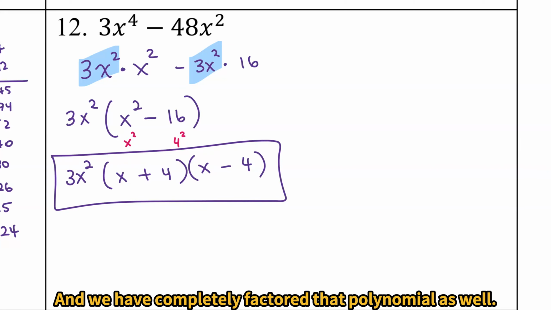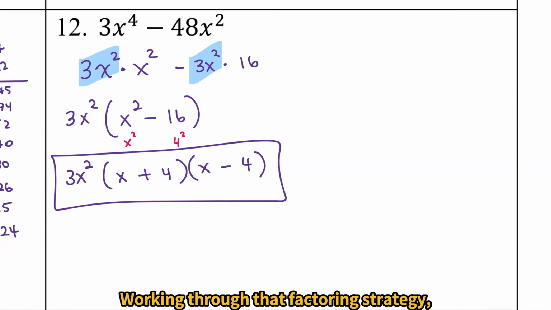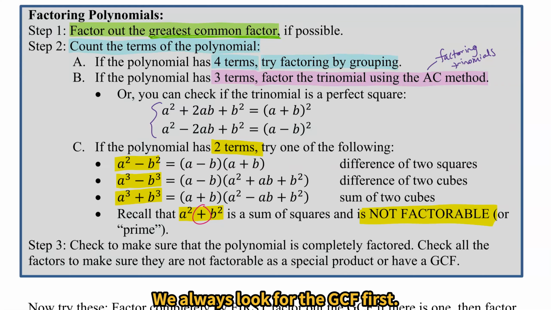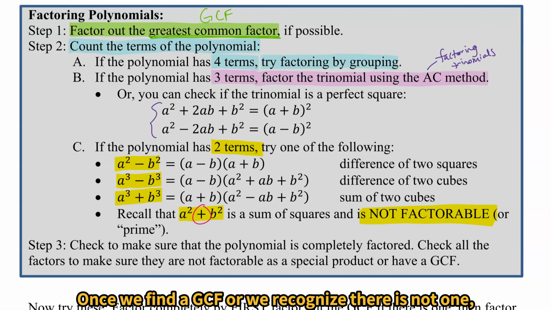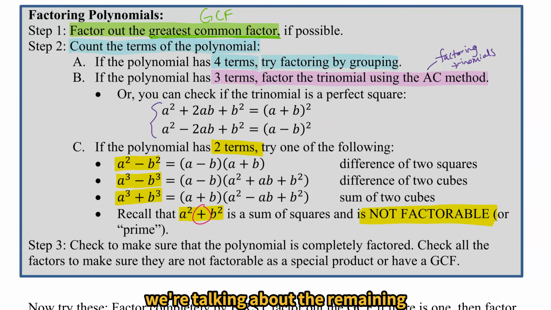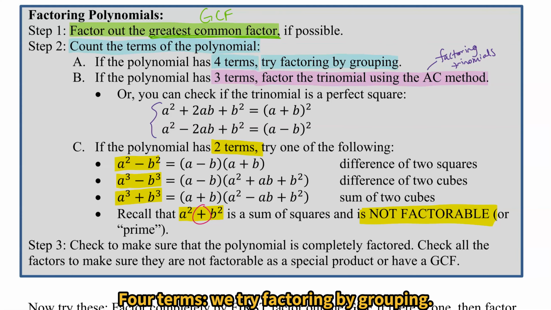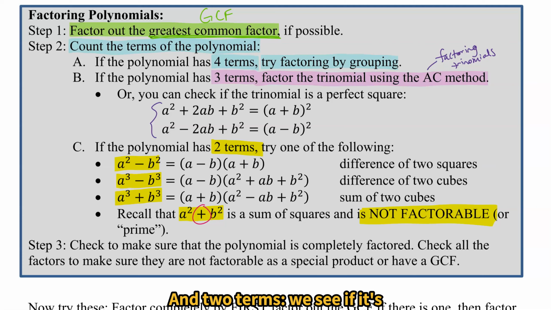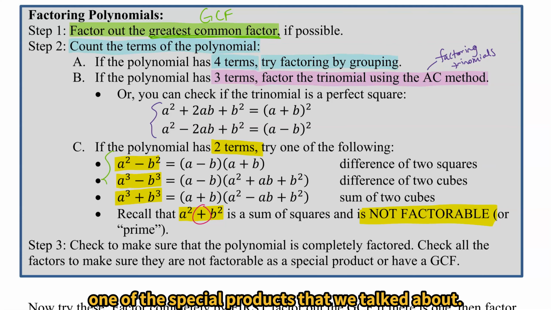Working through that factoring strategy, just to recap, we're going to start out and factor out the greatest common factor if possible. We always look for the GCF first. Once we find a GCF or we recognize there is not one, we count the number of terms in the polynomial. If we factored out a greatest common factor, we're talking about the remaining polynomial that's inside the parentheses. 4 terms, we try factoring by grouping. 3 terms, we're going to factor using the AC method. And 2 terms, we see if it's one of the special products that we talked about.